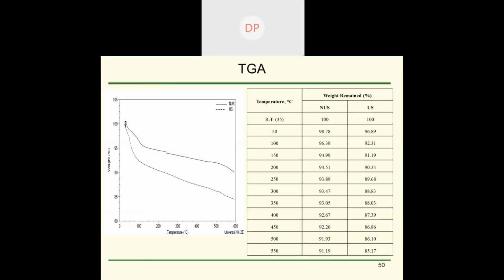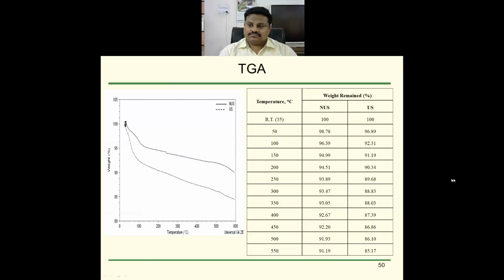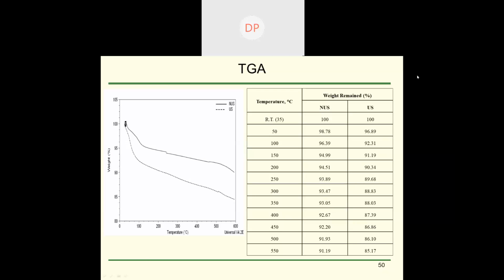In the TG analysis, we have found that the ultrasound material has a lower temperature stability as compared to the non-ultrasound, and one of the major reasons, we can say, is that the nucleation process is so fast that the material stability has been lost. This is what our prediction was. Next.